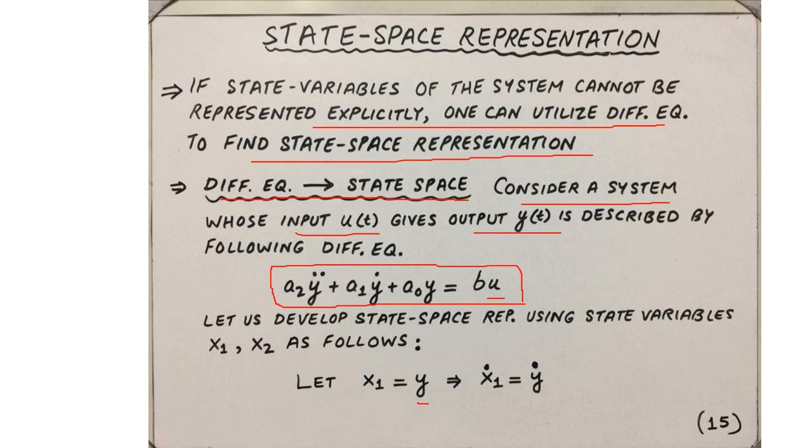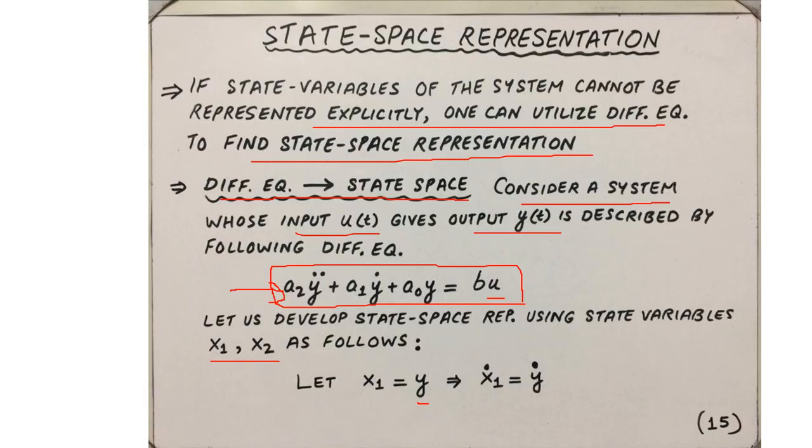So in such cases, you have to define state variables by yourself. In this example, let us say we have two state variables, x1 and x2. And the reason for choosing two state variables is because the order of the differential equation and the order of the system is 2. So with that, let us proceed and follow the procedure.